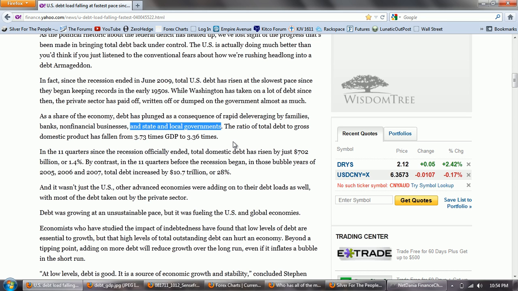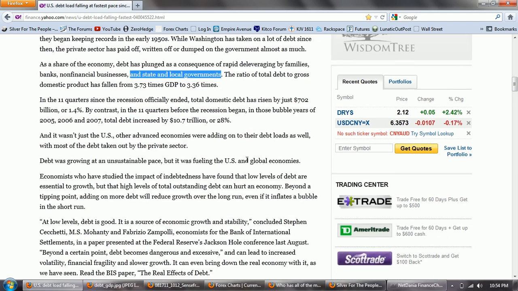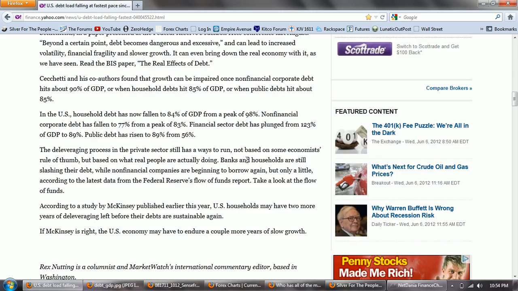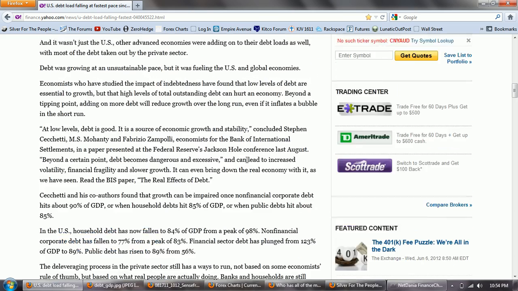In the 11 quarters since the recession officially ended, total domestic debt has risen by just $702 billion or 1.4%. By contrast, in 11 quarters before the recession began, in those bubble years of 2005, 2006, 2007, total debt increased by 10.7 trillion or 28%. So I'm not going to read the rest of this, but you can read it for yourself.